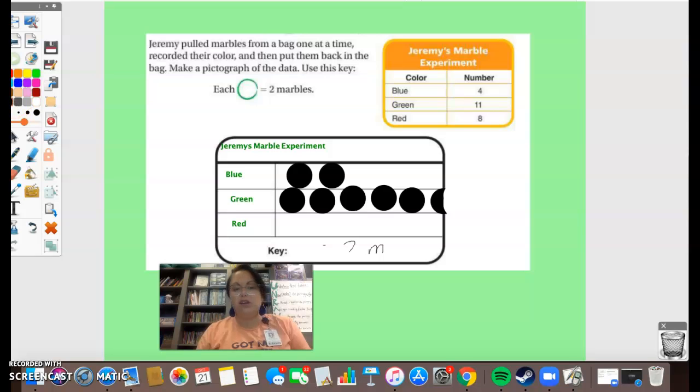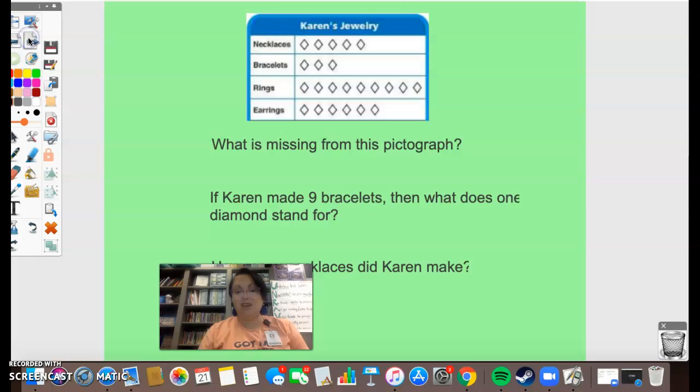Just pretend like I didn't accidentally erase the key there. We did 1, 2, 3, 4, 5 dots to get to green because a half of one, if one dot equals 2 marbles, then a half of one is just going to equal 1, right? So for the red, 2, 4, 6, 8. All right, moving on.